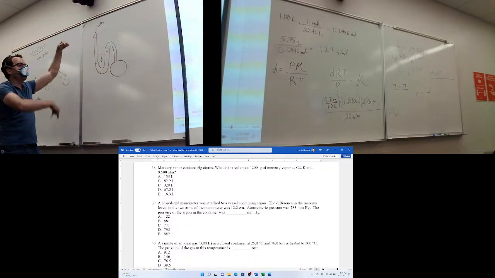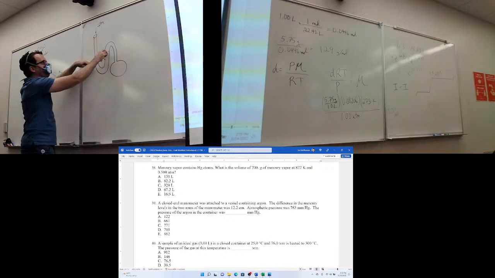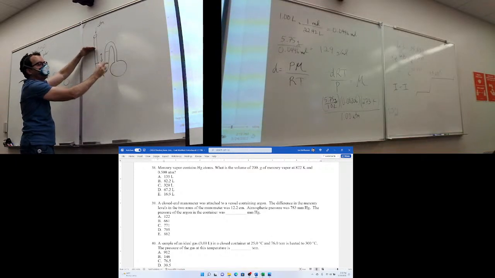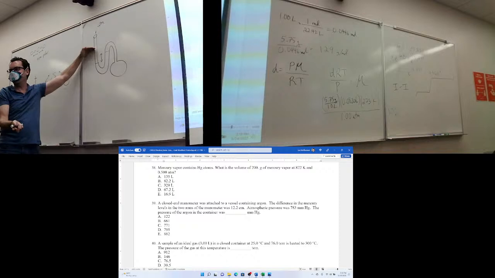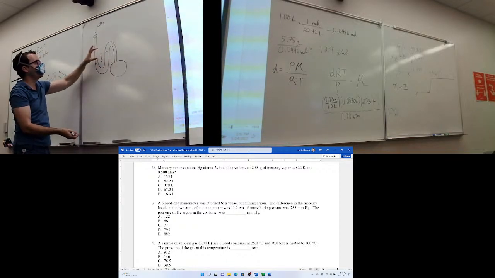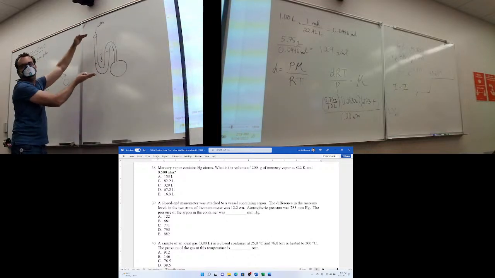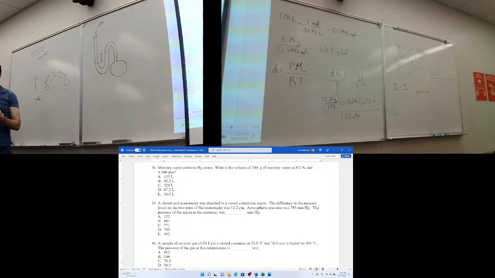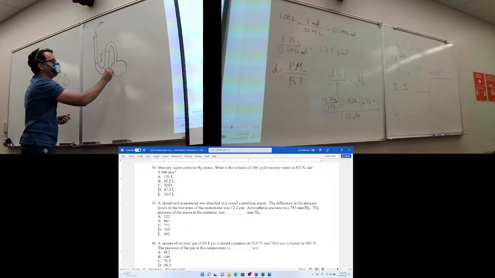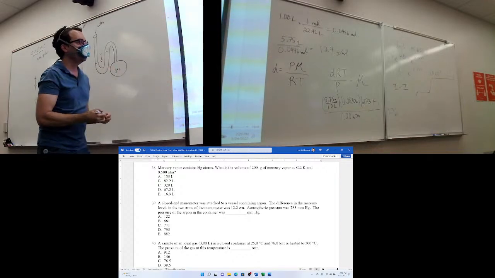If it's the other way around, if the mercury level is lower here and higher here, then the pressure in here is higher than the atmospheric pressure. And so the way you would calculate what the pressure is in here is you would take the atmospheric pressure and add the height difference. So those are the two scenarios for an open-ended manometer, which is what this is.